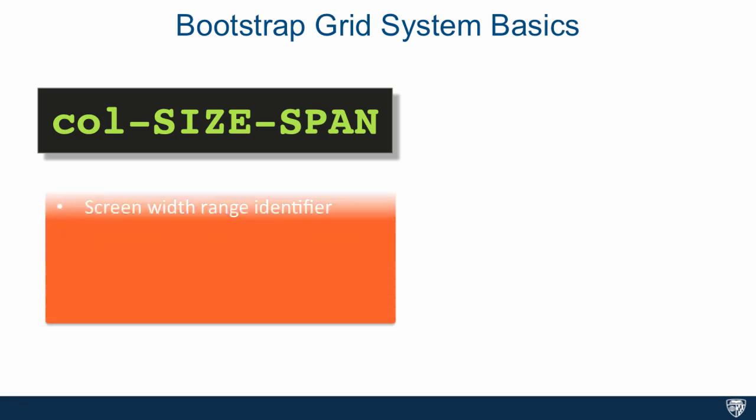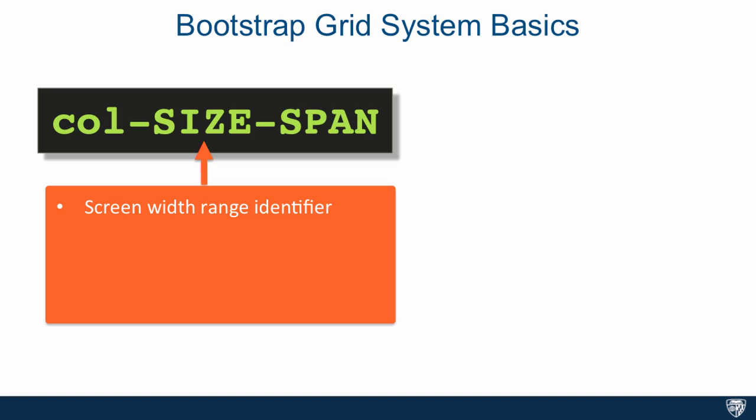First of all, the size. The size is a screen width range identifier, something like MD for medium, LG for large, and so on. You can look up what that means in the Bootstrap documentation. For example, LG is defined as 1200 pixels and above, so a minimum of 1200 pixels.